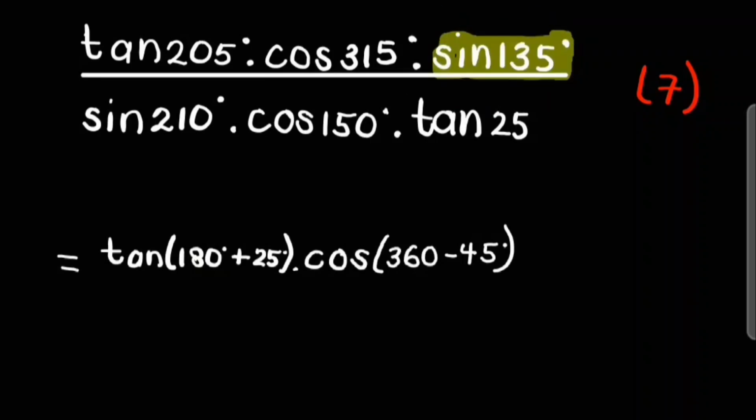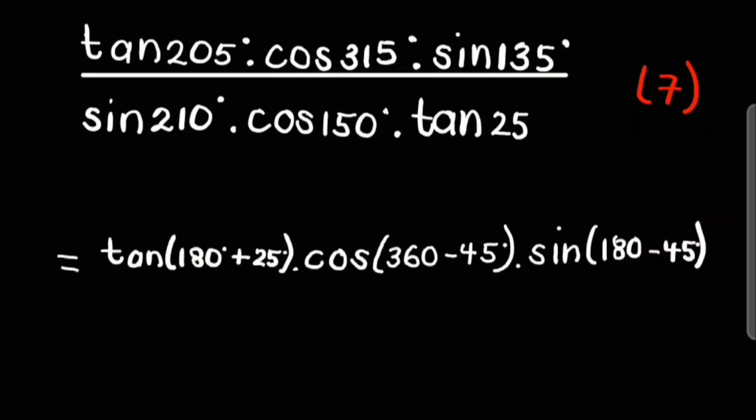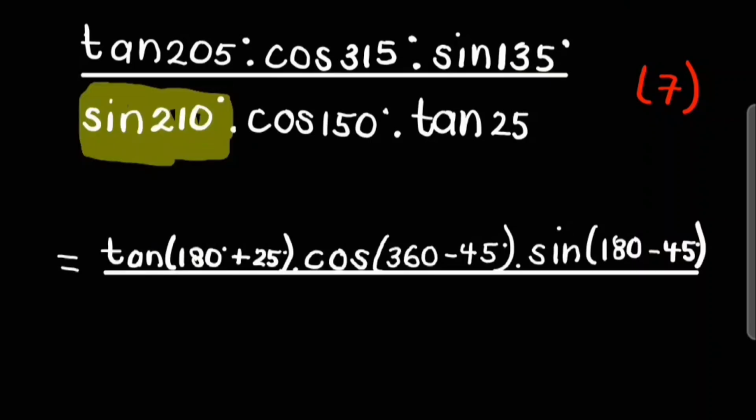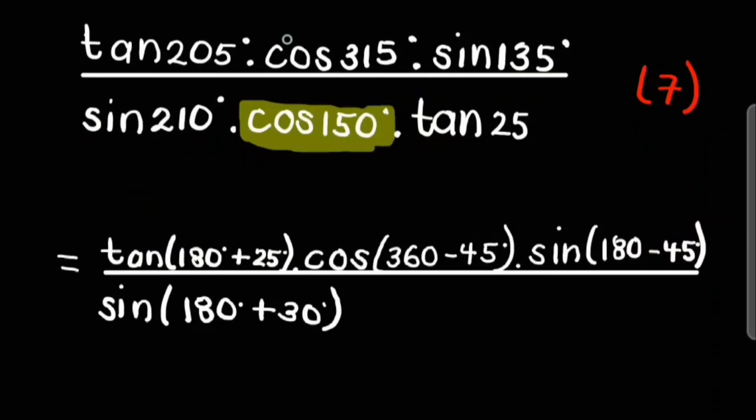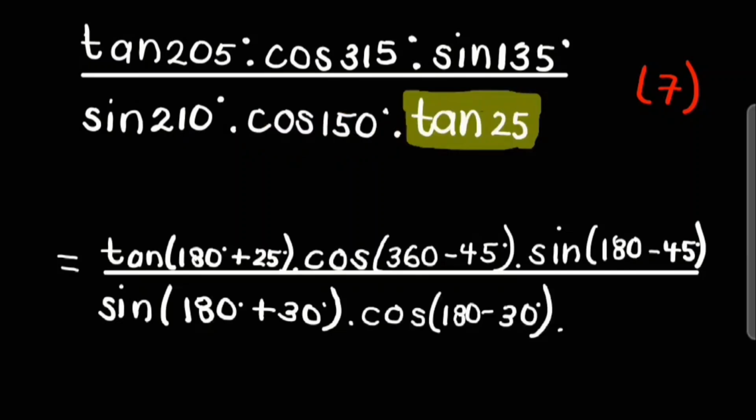We're now looking at sine of 135. 135 lies in the second quadrant where we use 180 minus. So that gives us sine of 180 degrees minus 45 degrees. We can now go on to the denominator. So working with a sine of 210 degrees, this angle lies in the third quadrant. We're going to use 180 plus. That gives us 180 plus 30 degrees. Now focusing on cos of 150. 150 lies in the second quadrant, so we can use 180 minus 30 degrees.